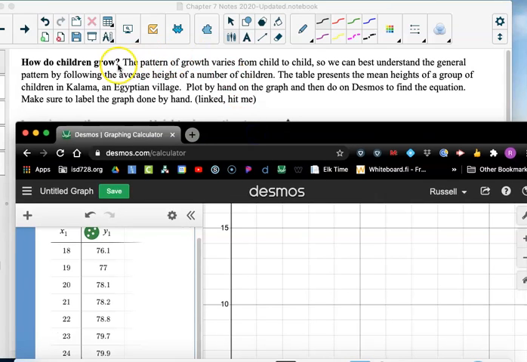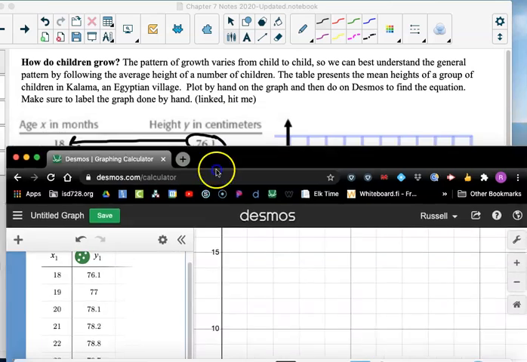All right, so I'm going to go back and read stuff here now. So it's how do children grow? The pattern of growth varies from child to child, so we can best understand the general pattern by following the average height of the number of children. The table presents the mean heights of a group of children in Kamala, an Egyptian village. Plot by hand on the graph and then do on Desmos to find the equation. Make sure to label the graph done by hand.